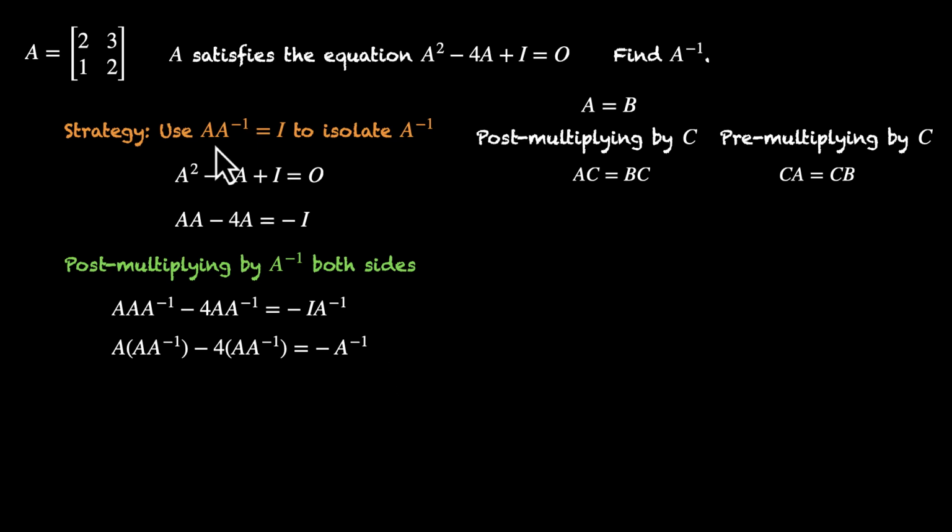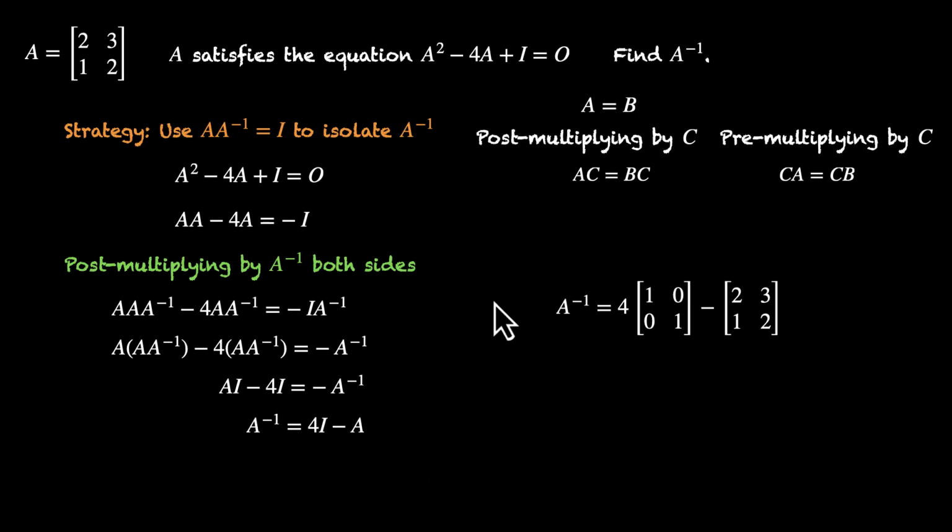So we do have an A inverse here, but we also have A times A inverse. And we can use A times A inverse equals to I to get rid of these two. We'll have A times I minus 4 times I equals to minus A inverse. Taking the negative sign here, we have A inverse equals to 4I minus A. This is what we have. A inverse is equal to 4 times I, that's something that we know, minus A, that's also something that we know. So now we have to plug in the values to get A inverse.